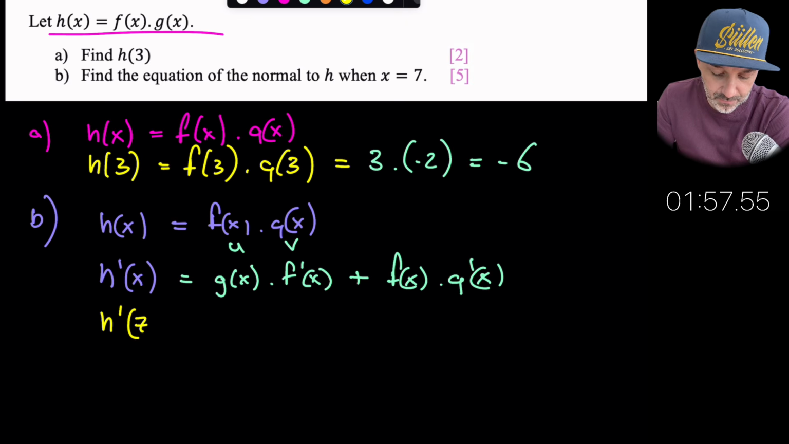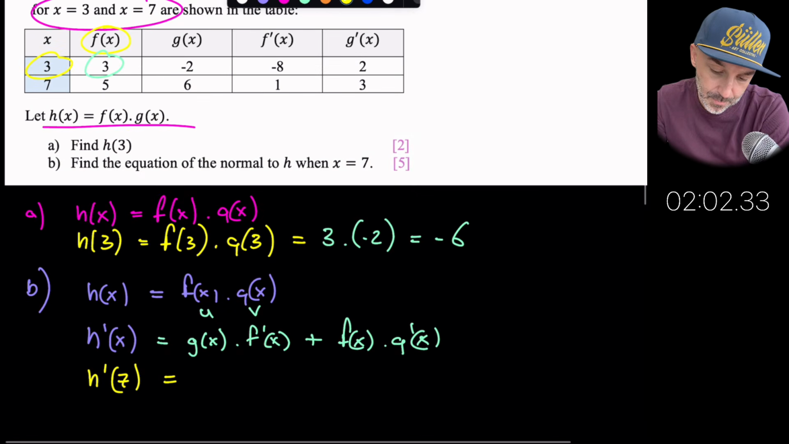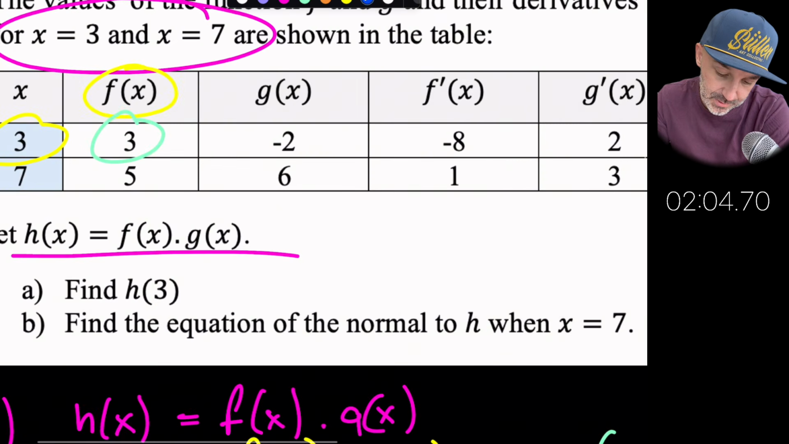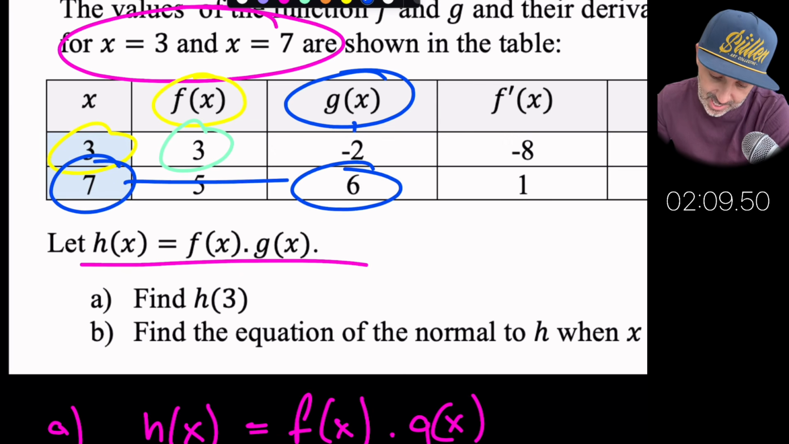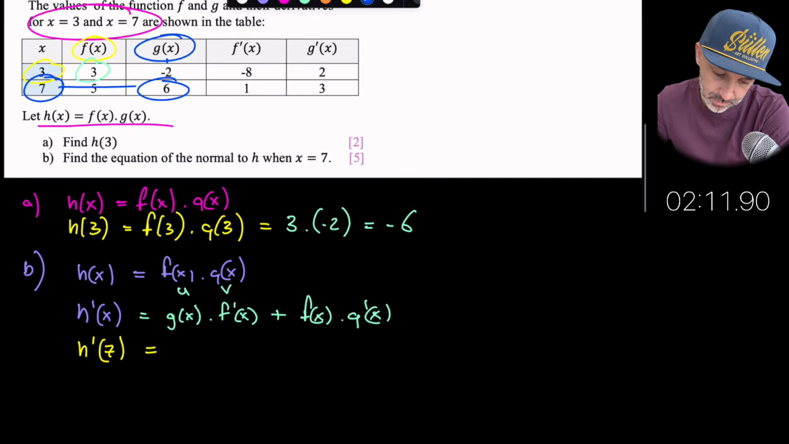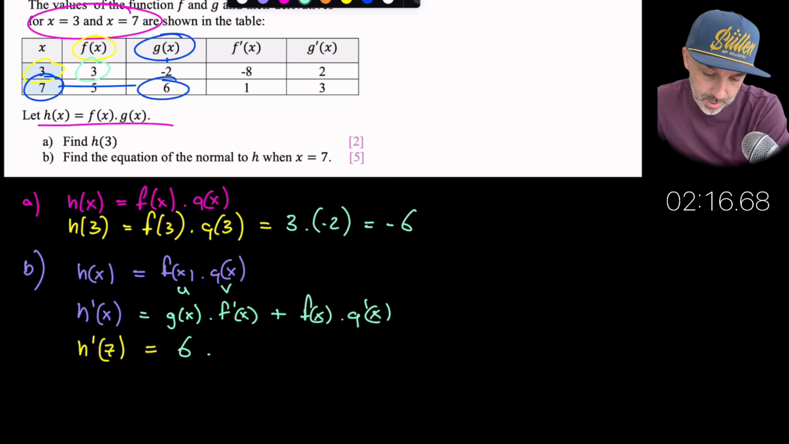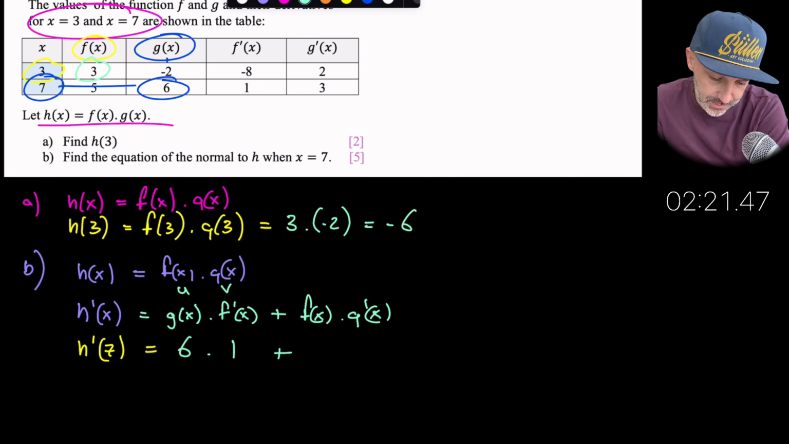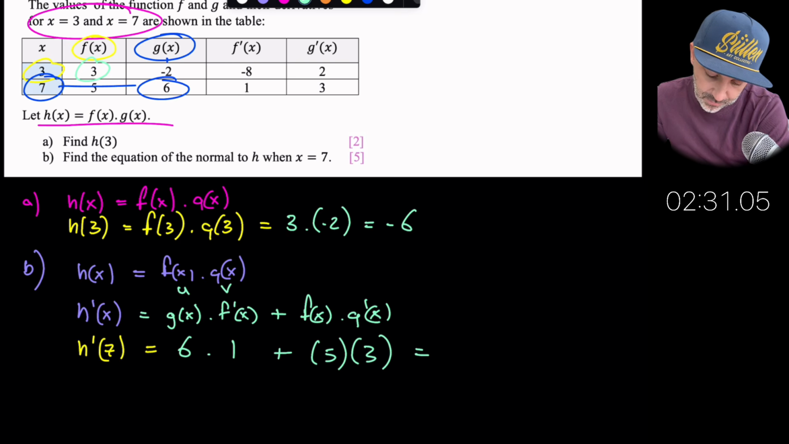Now we need to substitute 7 into this. So h prime of 7 is going to be g of 7. So let's go up and have a quick look at the table there. I won't do this working out for every single one, I'm just going to show you the first one. So g of 7 is 6, right? So we'll zoom out so you can see the table. So we've got 6 times f prime at 7, which is 1, plus f of x at 7, so that's 5, times g prime at 7, which is 3. So summing all of that together is 6 plus 15.